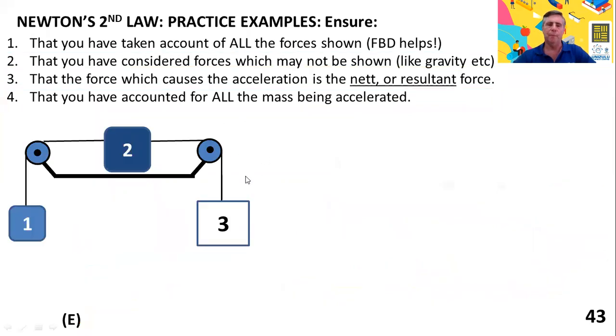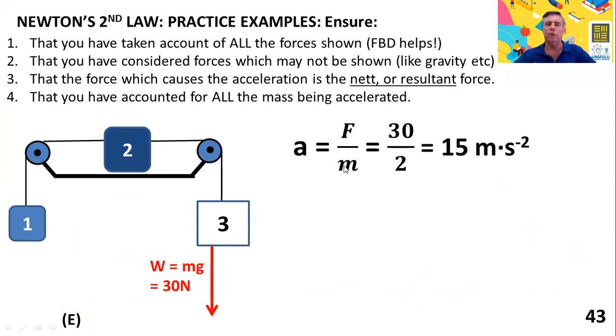Let's look at E. Again, we've got pulleys. The 2 kilogram is being pulled in both directions. And we know that there's the weight of the 3 kilogram mass. So there's a 30 Newton force pulling down here, which of course will pull the 2 kilogram to the right. So let's try. Acceleration is force over mass. 30 over 2 equals 15 meters per second squared.